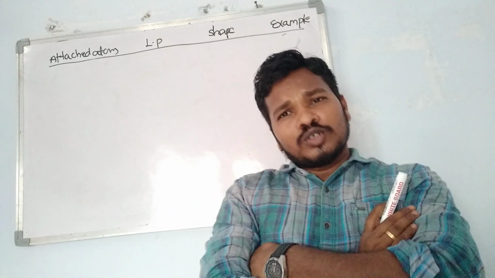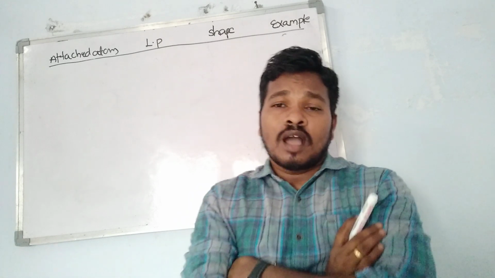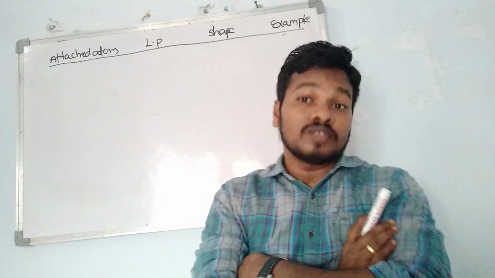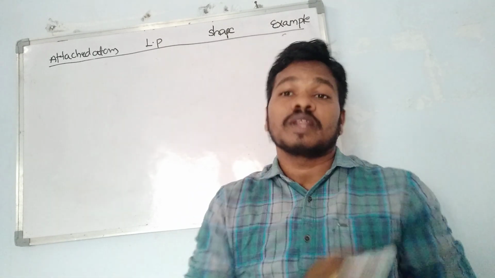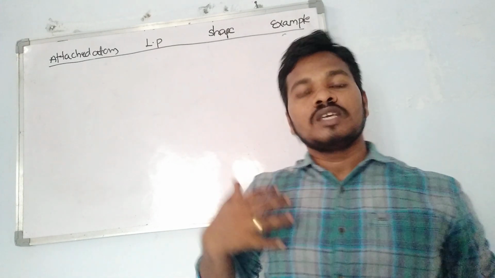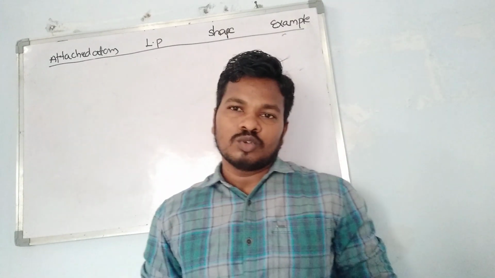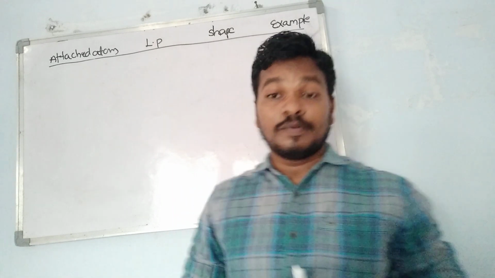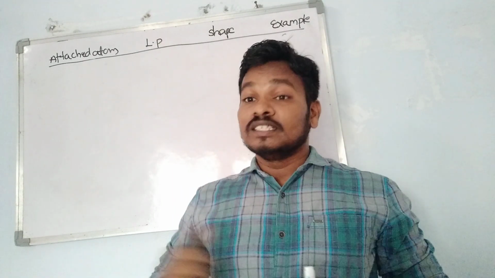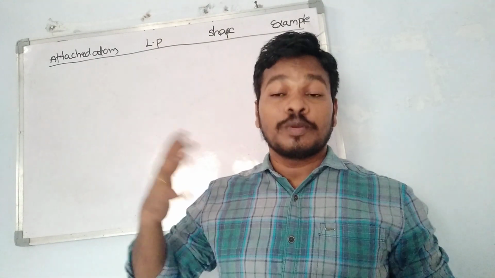So today I am going to discuss the topic: how to memorize the shape of the molecule, a trick to remember the shape of the molecule. Here you can see the different types of shapes: seesaw, T-shaped, bent, linear, square planar, octahedral. How to remember all this?